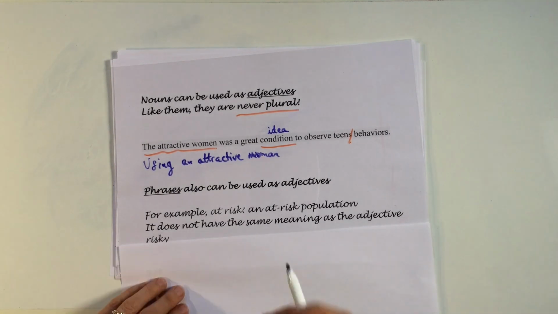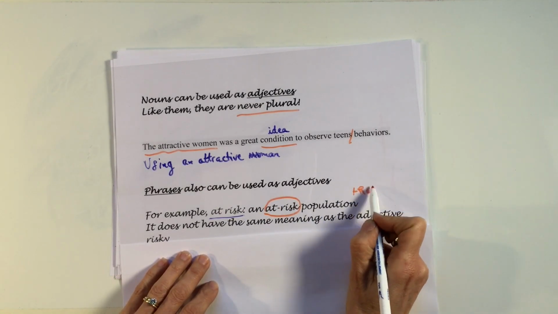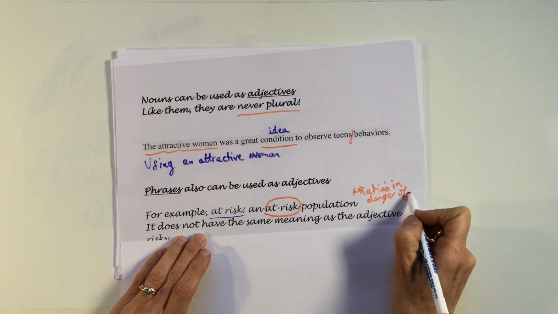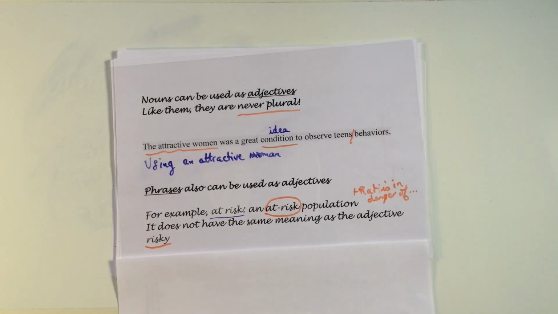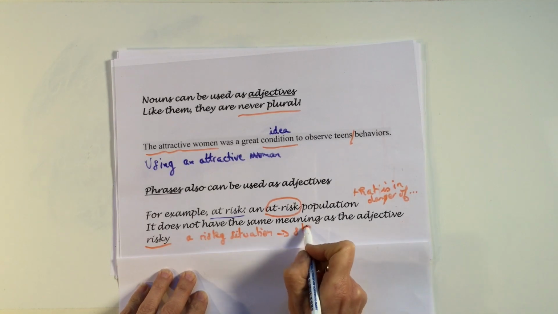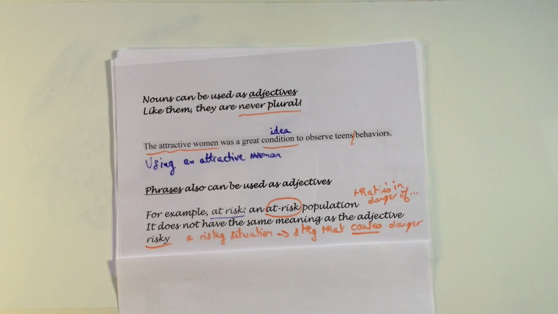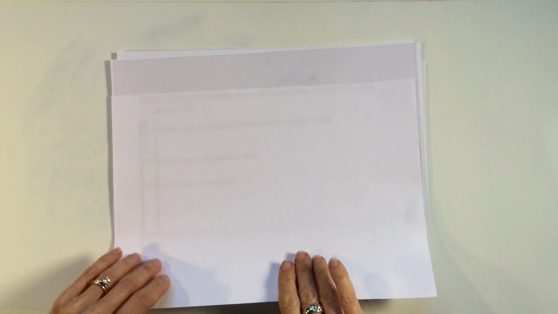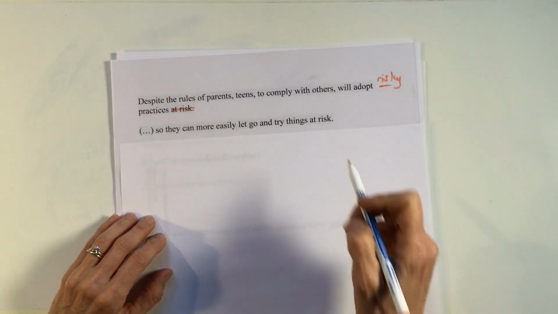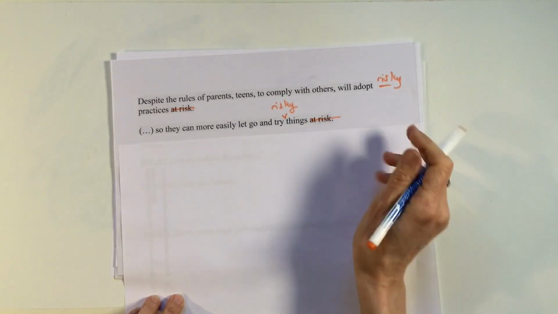You can also use phrases as adjectives. For example, at risk in an at-risk population, a population that is in danger of suffering from cancer, maybe. It doesn't have the same meaning as the adjective risky. When you talk about a risky situation, it's a situation that is going to cause danger. In this example, then talk about risky practices and risky things, things that are going to be dangerous.